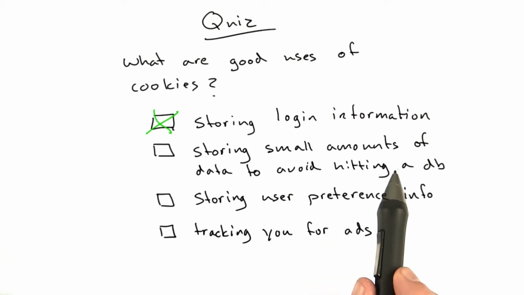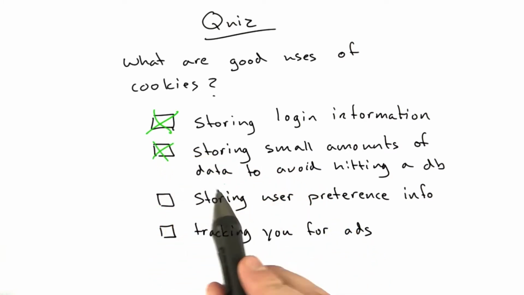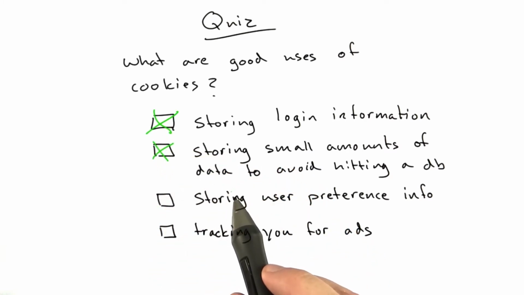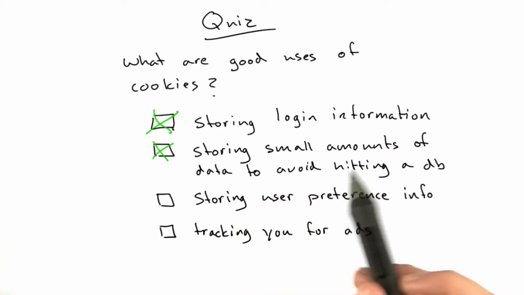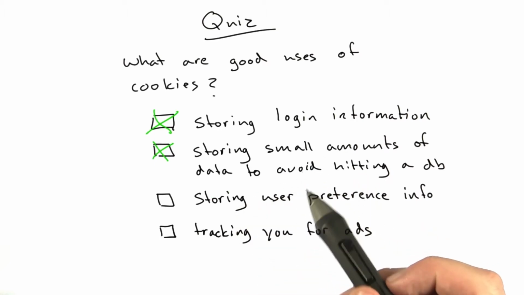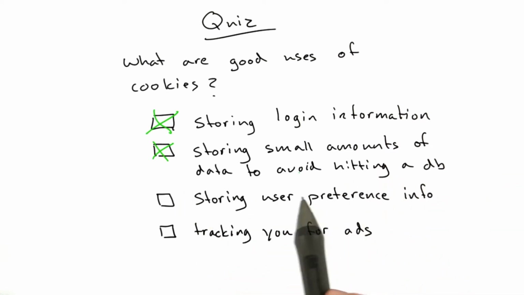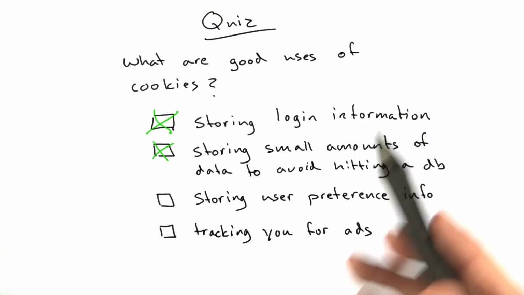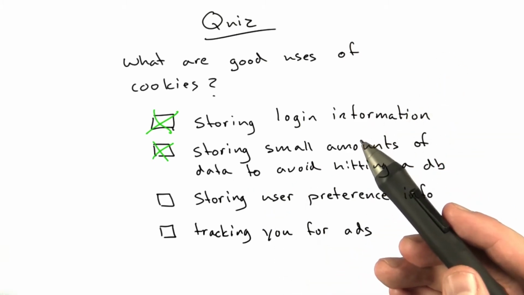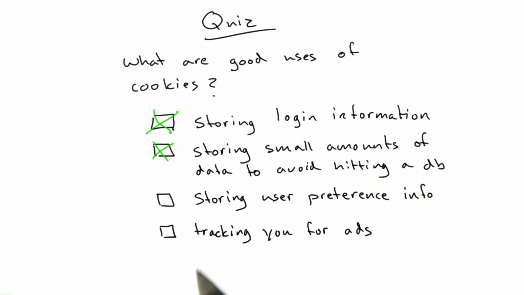Storing small amounts of data to avoid hitting a database. Yes, this is another kind of handy little thing. If you've just got a small piece of data that you want to store, it's temporary, it's small. You don't need to have all the infrastructure of a database to store it, and have to hit your database on every request to retrieve it, that sort of thing. Especially if it's anonymous data, data you don't mind losing, because a user can, of course, clear all the cookies out of their browser, or a browser may not have cookies enabled at all.